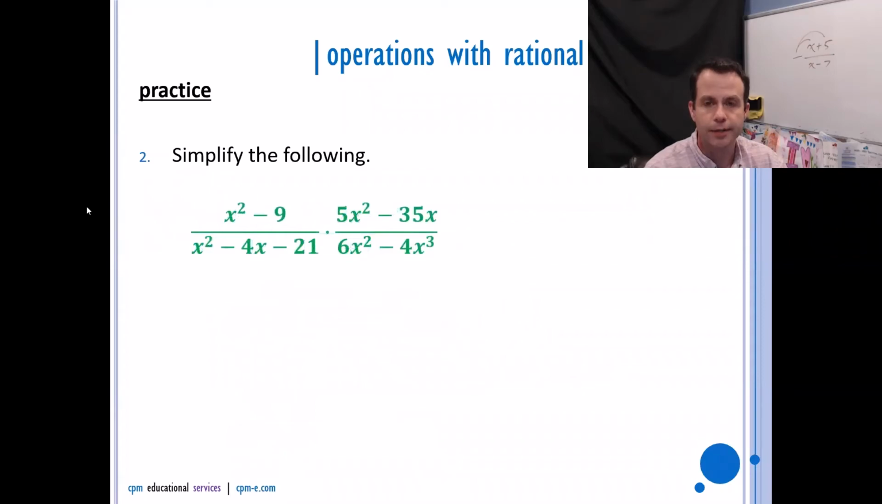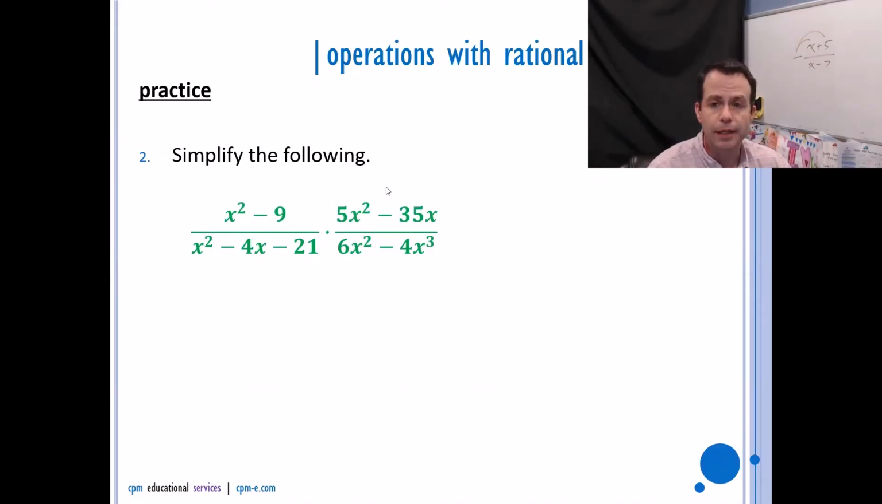All right, try this guy. Again, first step, we just got to factor it all, okay? So pause me and try that. So on the top here, you see a difference of squares. That's going to be x plus 3, x minus 3. On the bottom, you're looking for two numbers that multiply together to give you -21, add together to give you -4. That'd be -7 and 3.